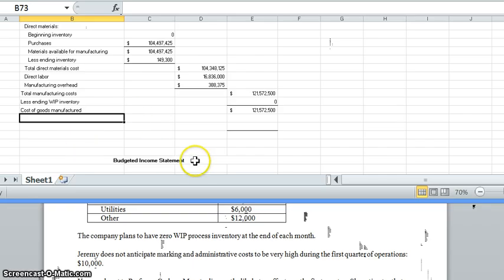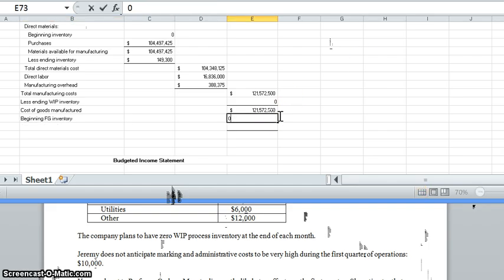And then here we do our final cost flow, which is the cost flow for finished goods. So we have our cost of goods manufactured. So we're going to add in our beginning finished goods inventory, which, this being the beginning of the first quarter of operations, is 0. And then we take out any ending finished goods inventory.